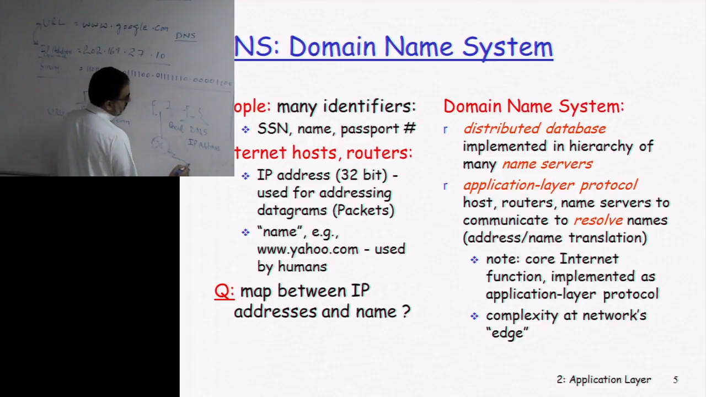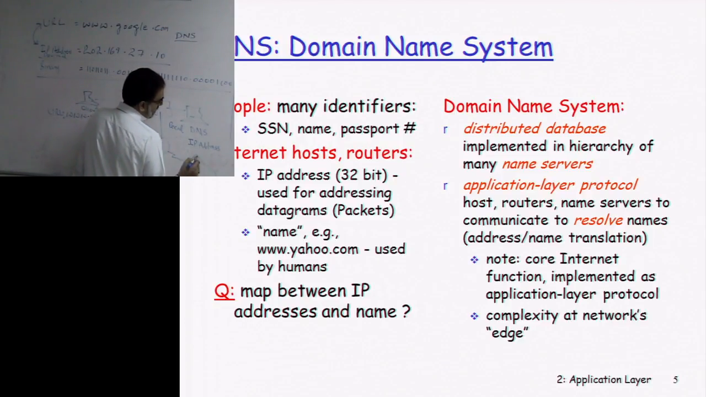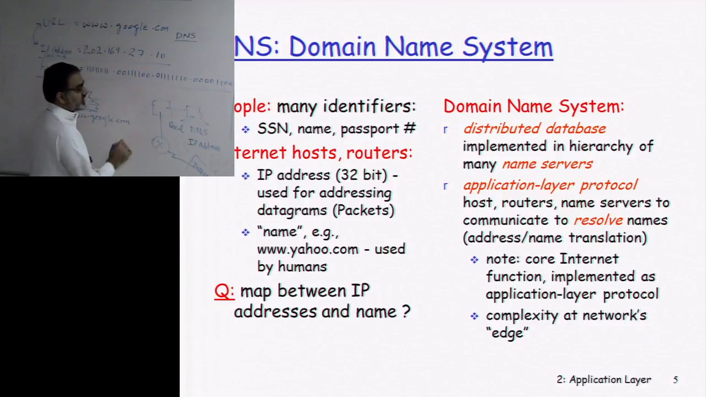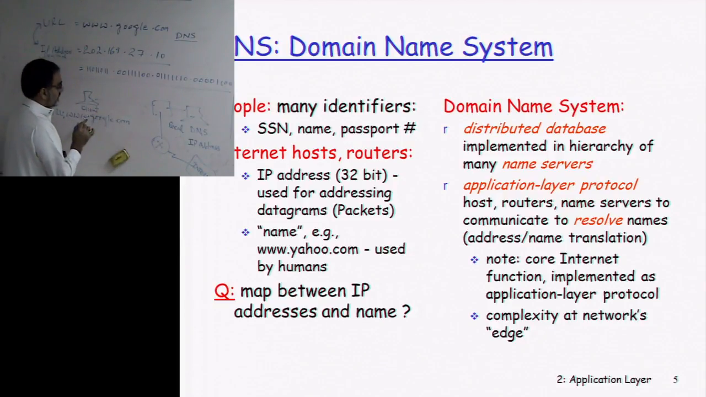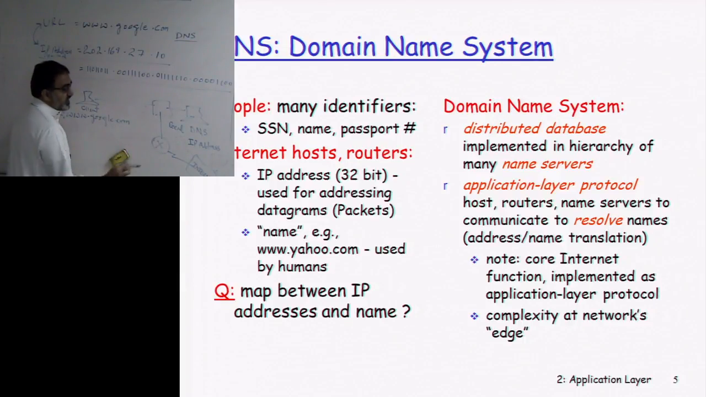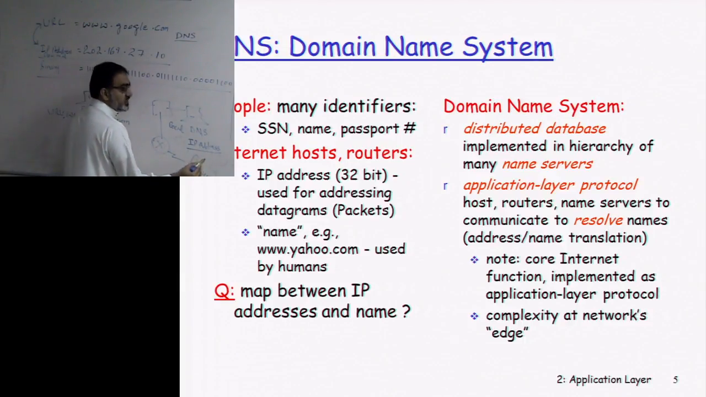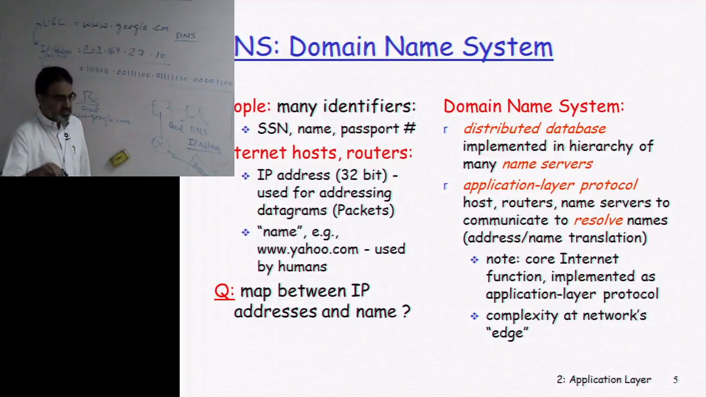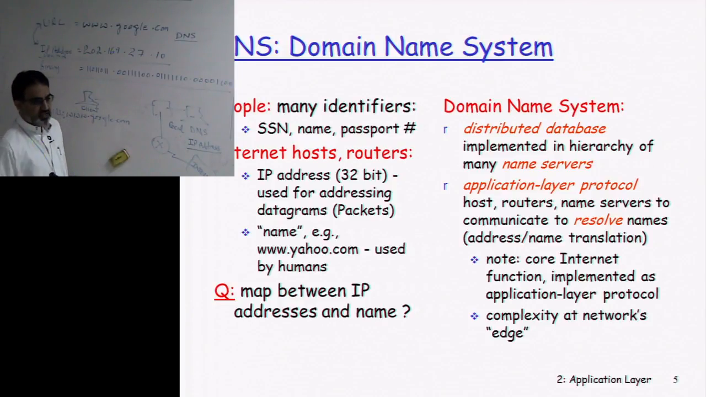Mail server aliasing can be done. Load distribution is another use. For example, Google has replicated web servers, so there is a set of IP addresses for one canonical name. The canonical name is one, but there is a set of different IP addresses for different web servers. But the canonical name is the same, one name.